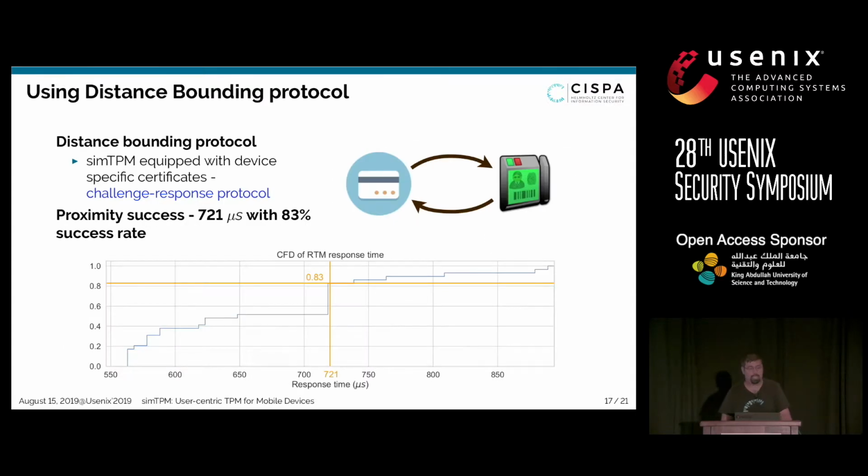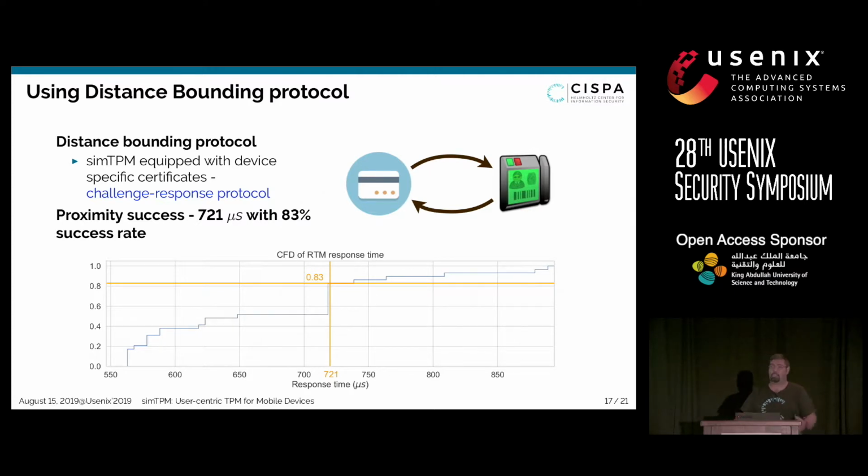The other way that we try to bind our RTM with the simTPM is by using a distance bounding protocol, where the simTPM and the RTM run a timed protocol using the first measurement that is coming from the RTM to the SIM card. That will make the simTPM understand that it is actually talking to the RTM that is residing on the device where the simTPM is also connected.